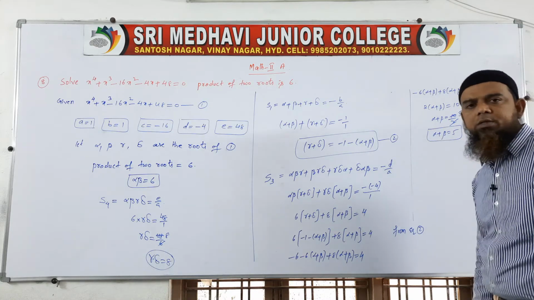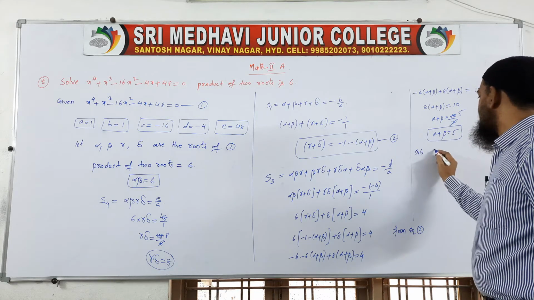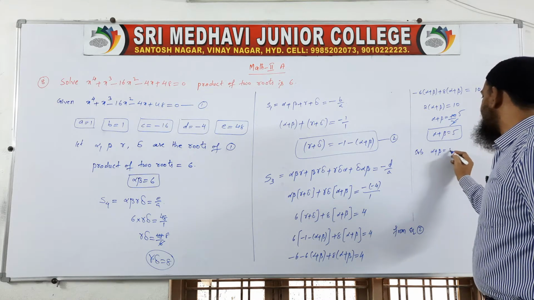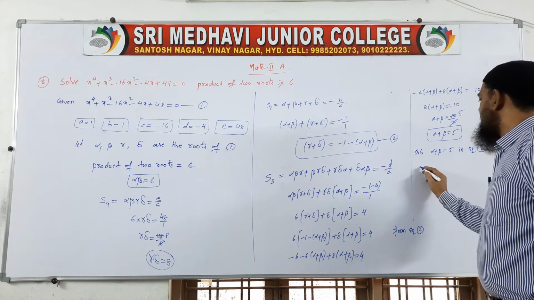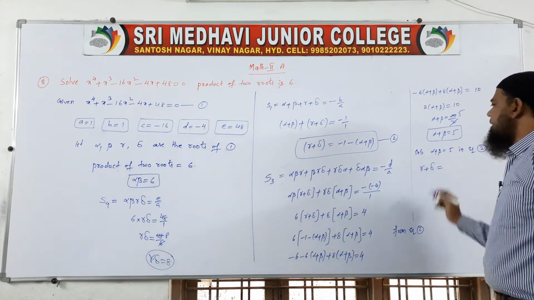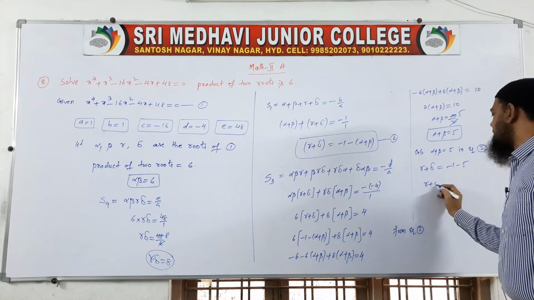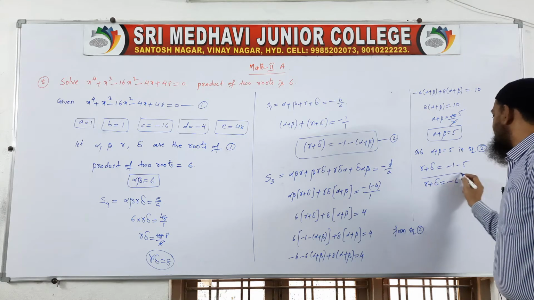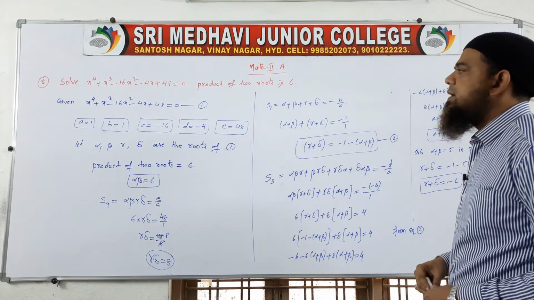Now where do we have to substitute this alpha plus beta? In equation 2. Substitute alpha plus beta is equal to 5 in equation 2. Gamma plus delta is equal to minus 1 minus 5, then gamma plus delta is equal to minus 6. See on the board, now our problem is completed.